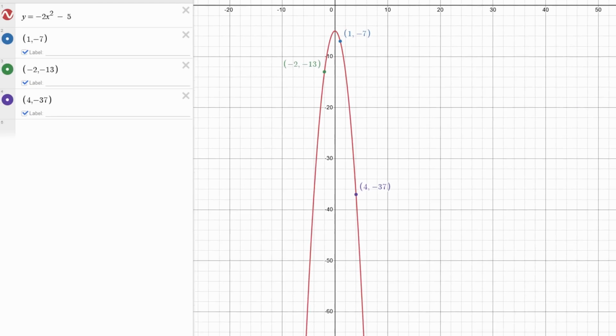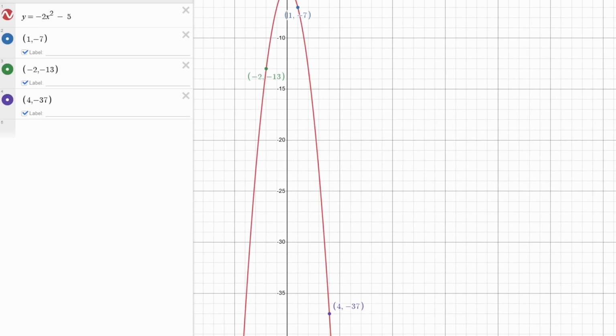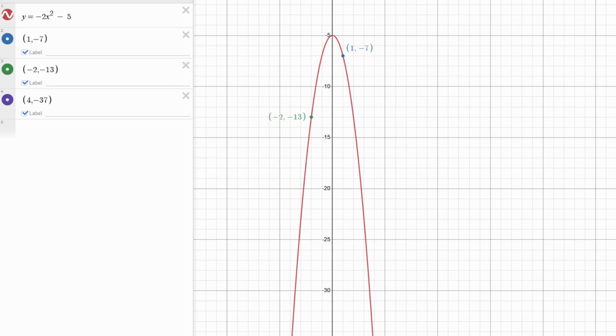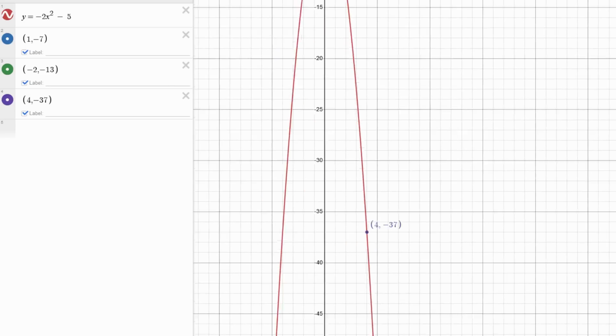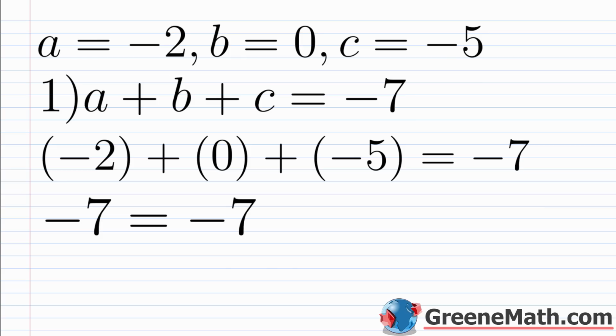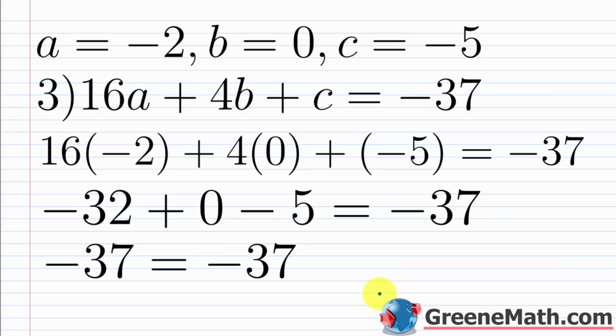Again, coming to Desmos, if you want to look at it here, again, your y equals negative 2x squared minus 5. Let me zoom in a little bit. So you have your points, negative 2 comma negative 13, so that's going to be right there. You have your 1 comma negative 7, that's right there. And then this right here is going to be your 4 comma negative 37. Again, checking this by plugging in, for the first equation, you're going to get negative 7 equals negative 7. For the second equation, you're going to get negative 13 equals negative 13. And for the third equation, you're going to get negative 37 equals negative 37.